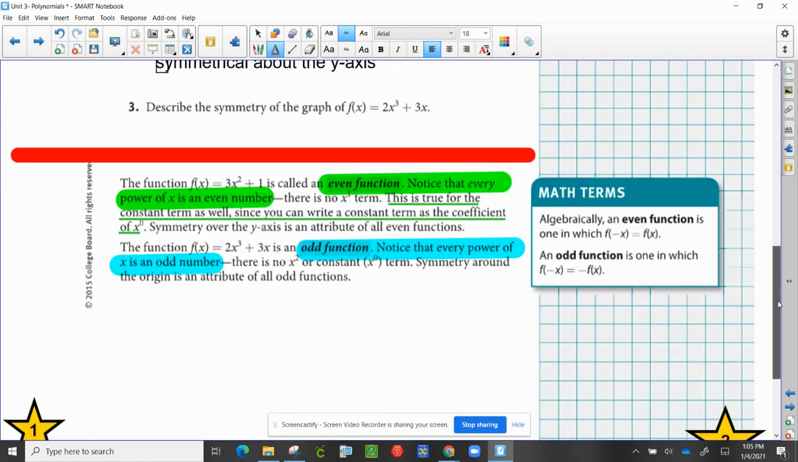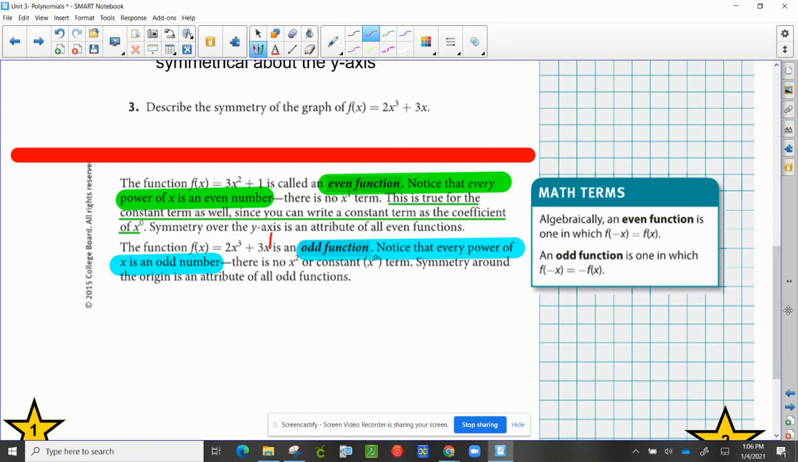Okay. The function 2x cubed plus 3x is an odd function. Notice that every power of x is an odd number. So we have x to the third power here and x technically to the first. So we have 3 and 1. Those are both odd numbers. That makes it an odd function. Okay, so that's kind of a property. A function is even if every exponent that it has in the problem is an even number. Something is odd if every exponent in that polynomial is an odd number.